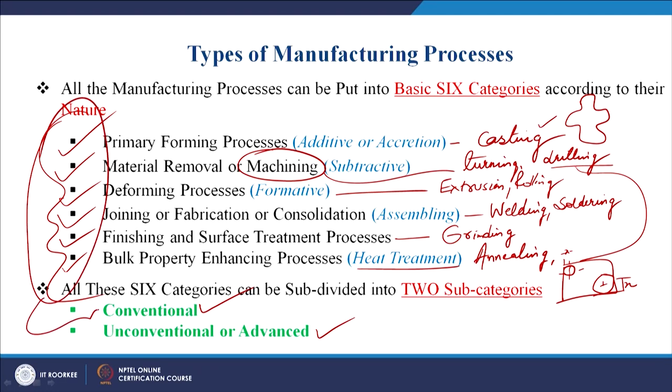All these six processes that we have listed here can further be classified as conventional and unconventional. For example, in conventional machining, we can take hole making by drilling. But if we talk about unconventional, we can have a process called EDM, which is electric discharge machining. So, we can make a hole using EDM also, and we can make a hole using the conventional drilling process also. But what is the difference? In conventional drilling, the tool will be in contact with the workpiece and physically the material will be removed. Whereas in the EDM process, the tool will not be in contact with the workpiece, and only the spark generated between the tool and the workpiece will remove the material and a hole will be created. So, that is the basic difference between conventional and unconventional.